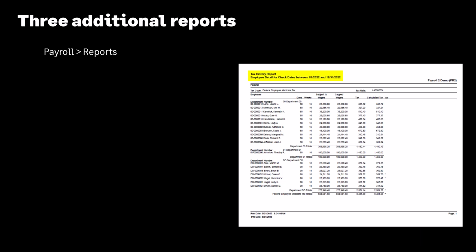Our third report is a tax history report. Use the tax history report to print employer taxes, and employee taxes, and taxable wages, by tax code for a range of check dates, or a specified quarter. The detailed report prints the wage and tax information for each employee. If you use payroll departments, subtotals are provided by department.